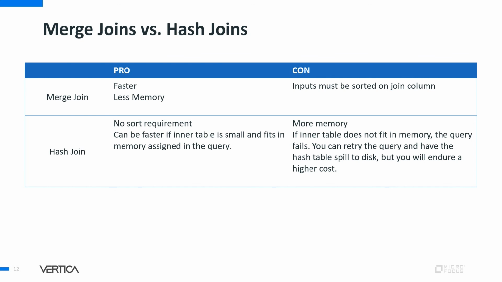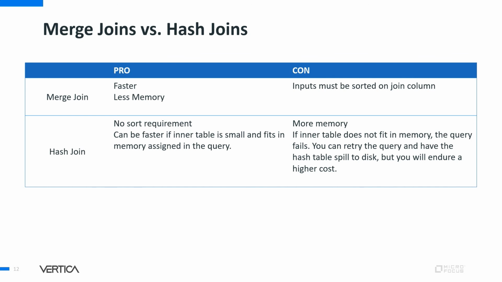Hash join: using the hash join algorithm, Vertica uses a smaller inner join table to build an in-memory hash table on the join column. Hash join has no sort requirement, but it consumes more memory because it has to build a hash table with the values in the inner table. The optimizer will choose hash join when the projections are not sorted on the join columns.